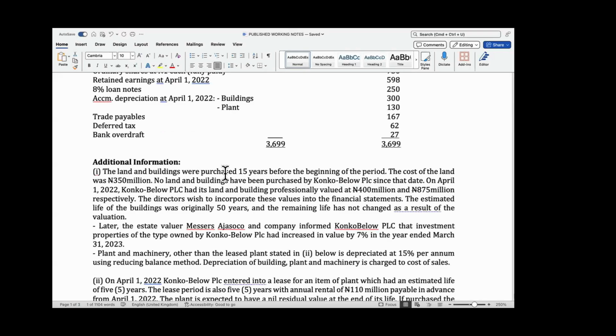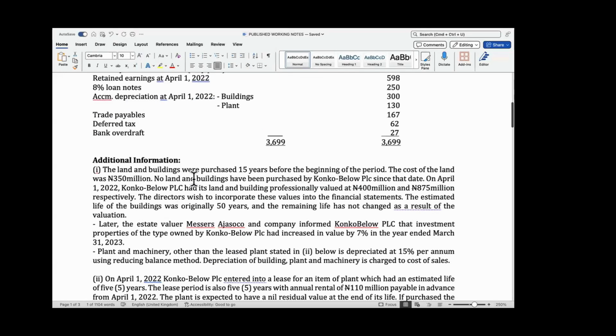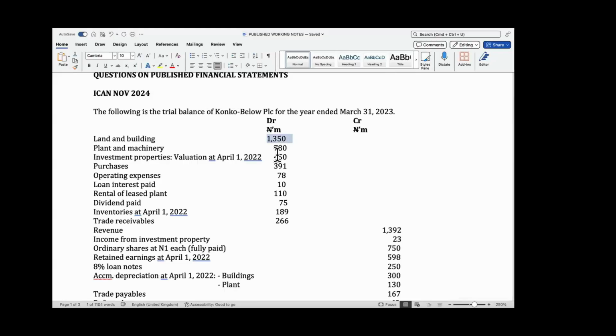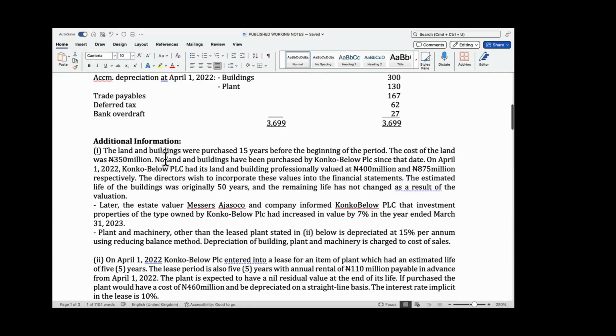So that's telling me that they purchased their land and building 15 years ago. And let me go to my trial balance to confirm that. This one, 350. So they purchased this 15 years ago, and the cost of the land is 350. That means out of this 350, the building is 1 million. And they haven't really purchased any land and building after then.